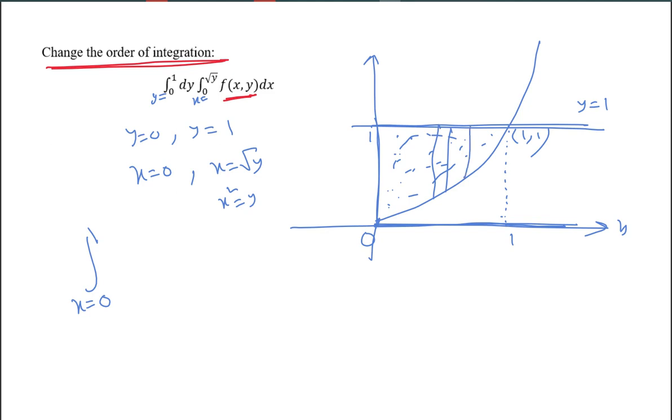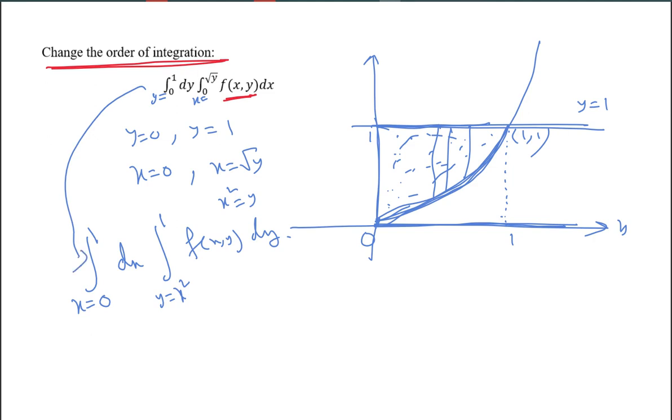Y varies from 0 to x square. It will be from this curve to this curve. So what does this curve represent? Y equals x square. So this will be dx. Then y is equal to from x square to 1, then f of xy dy. So I have changed the order from here to here. Is it clear?